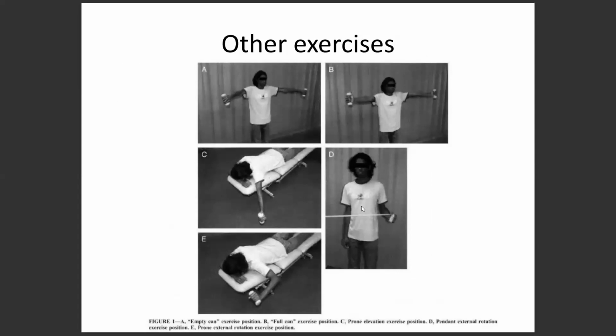Some other exercises: the empty can exercise position, the full can exercise position, the prone elevation exercise position, and then the pattern rotation, as well as the external rotation exercise position of the lateral band. So these are the different exercises which can be added to the protocol for the patient with subacromial impingement syndrome.